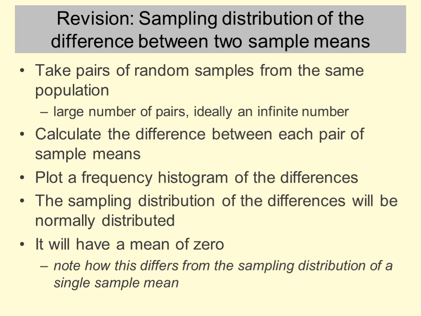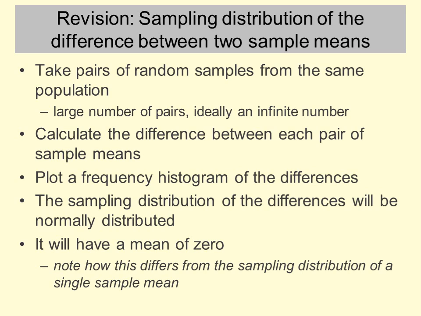Okay, so this is a complicated phrase. It's not that difficult really. The sampling distribution of the difference between two sample means. Now, you constructed a sampling distribution for a single sample mean in your workshop, but to get a sampling distribution of the difference between two sample means, what you need to do is select not one sample from the population, but two samples, each selected randomly.